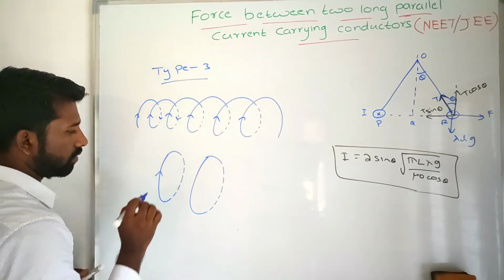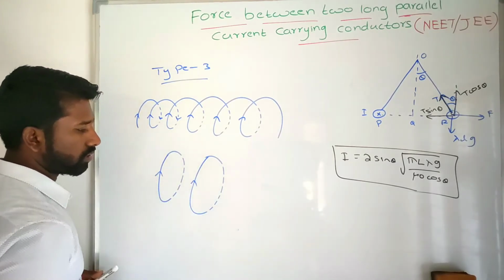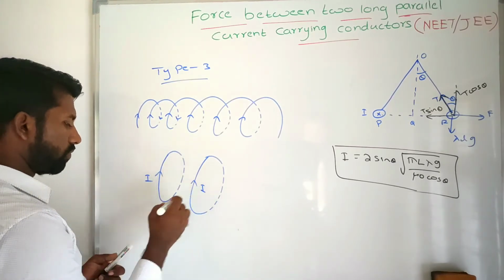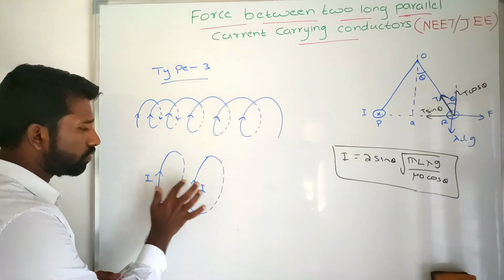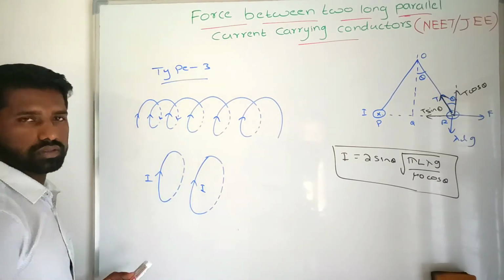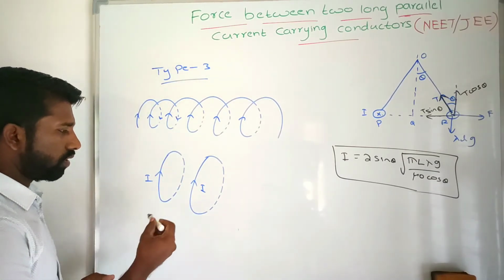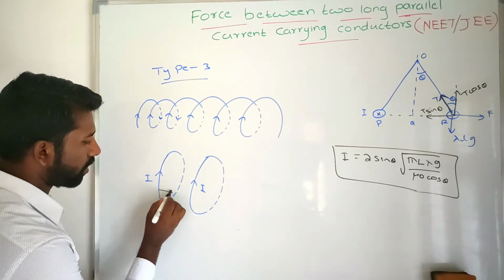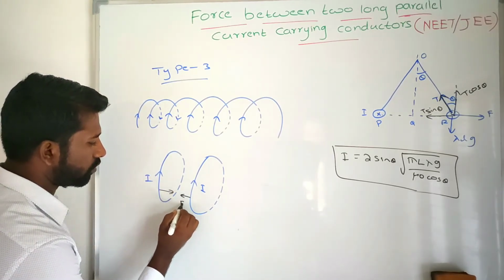Look at here. In this, the current is going in this direction. Here it is this direction. Okay, this is the current direction. Now you see these two are closer to each other. So the current is going in the same direction. There will be an attractive force between these two.